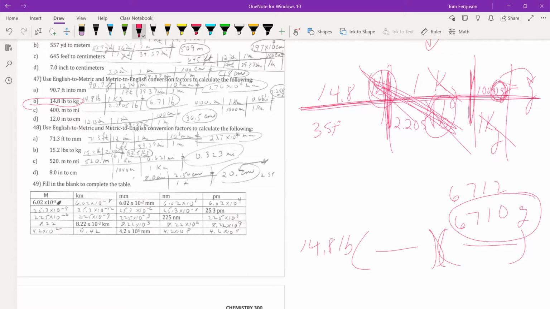Okay, I have another question about the 47B. For the final answer, if it's 14.8 pounds to kilograms, is the final answer not 6.71 kilograms? Or am I reading that wrong? No, you're right. I just said I wanted to add another step. So I said, well, let's do grams. Oh, okay. Yeah, I'm sorry, I was just trying to make it a more complicated problem. That's all. No, you're right. So it would be 6.71 kilograms.